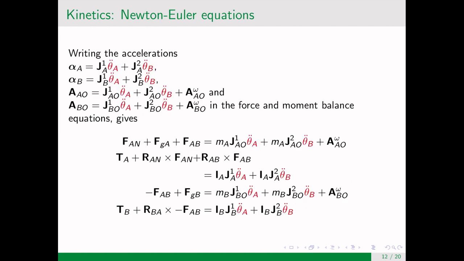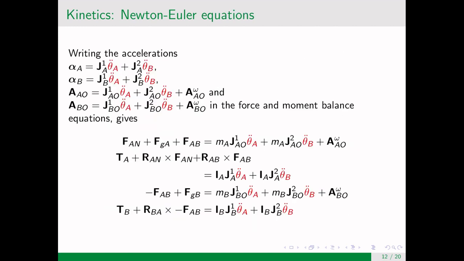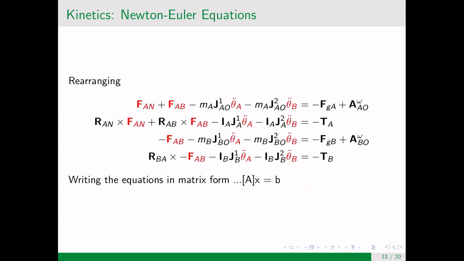Now, if we write in these equations, we have alphas and accelerations. So from our acceleration analysis, you write the accelerations in generalized form, which we have seen before, and then theta a double dot and theta b double dot are the unknowns. Okay, so if we substitute theta a double dot, theta b double dot, these alphas and accelerations in the Newton-Euler equations, and then rearrange them, everything that is marked in red is the unknowns.